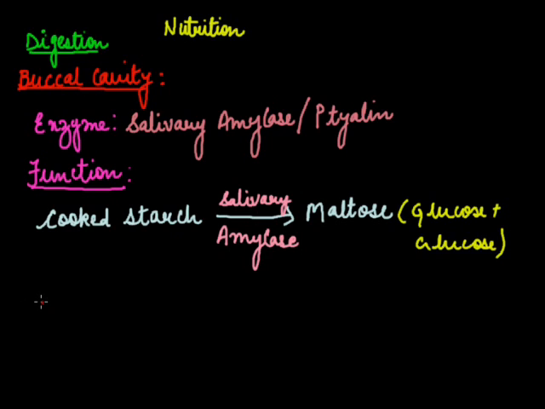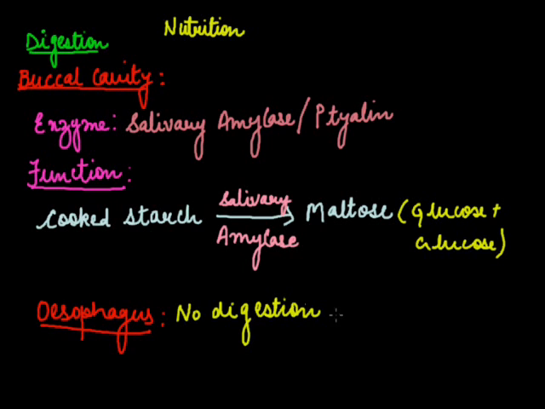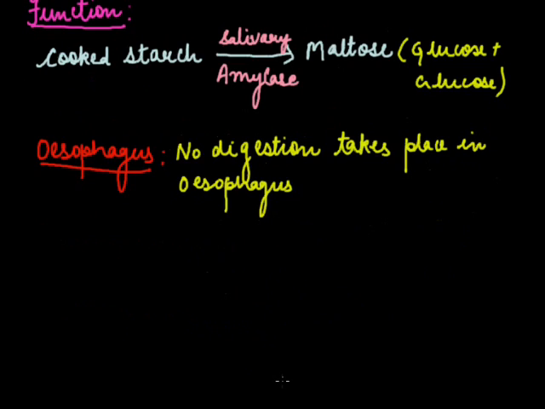Now next is the esophagus. As we have discussed in the previous lectures also, no digestion takes place in the esophagus. Now from the esophagus, there is entry of the bolus into the stomach. The food now enters into the stomach.